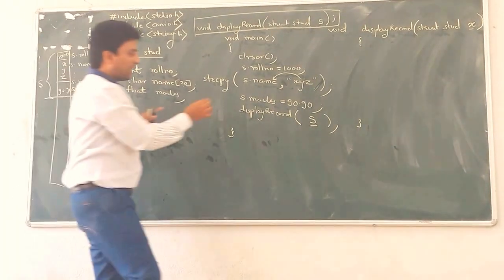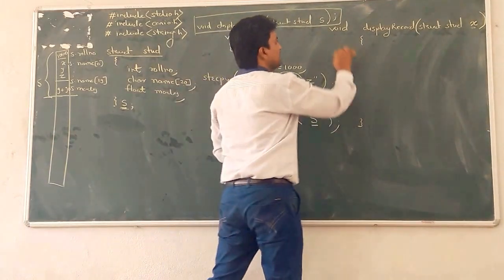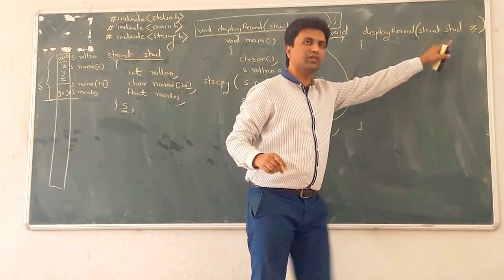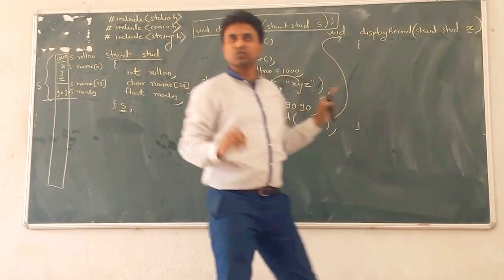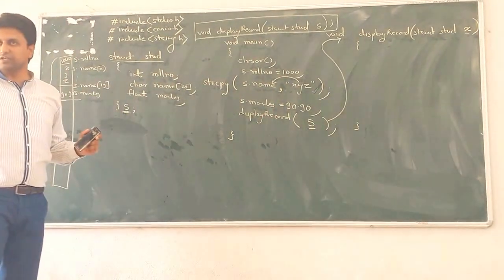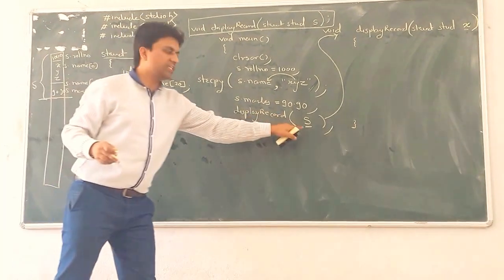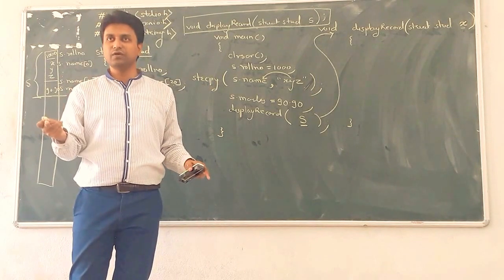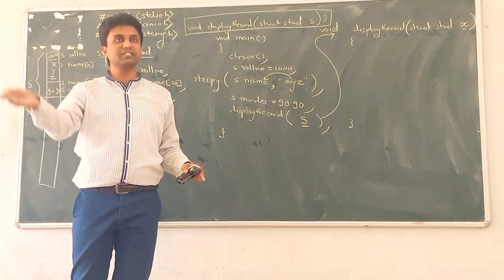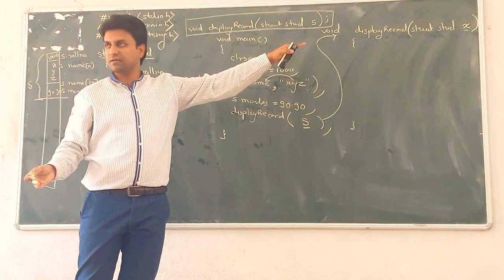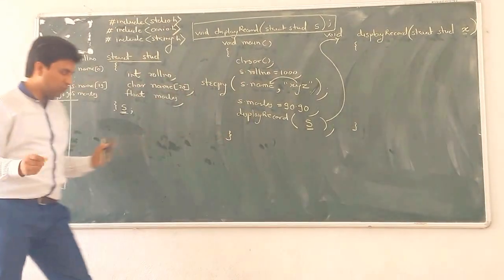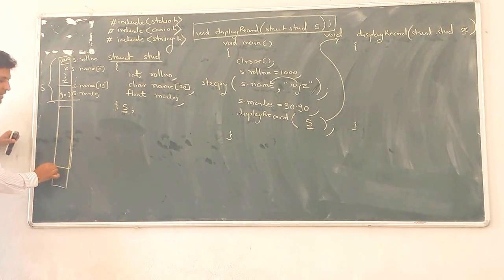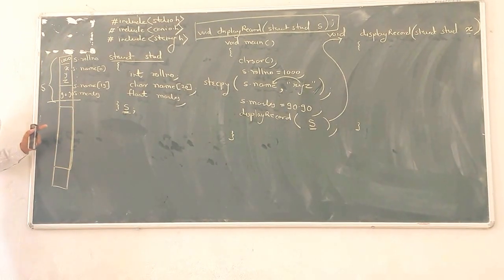Now, when you pass, the function call binds to the function definition. At that time, this S is copied to which variable? X. So X has a separate memory location, because the argument is passed by value. If you pass the value by value, separate memory location is allocated for that X. Clear? Okay. So X is also reserved memory. How many bytes? 26 bytes are reserved for X.